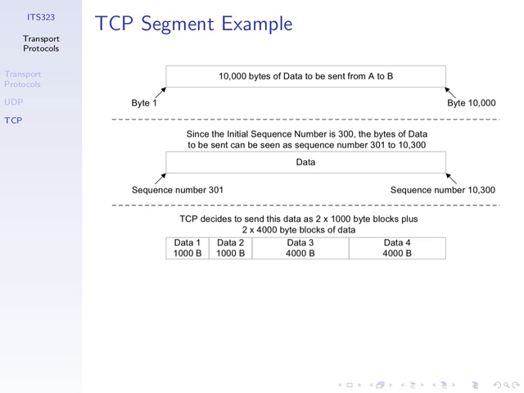Therefore, the first byte of the second segment would be 1,301. And so on. The first byte of this segment would be 2,301, and here, 6,301. We'll use those numbers in a moment. So that's just if we order those bytes, then if we decide to divide it in this way, they are the first bytes of each of those 4 segments.